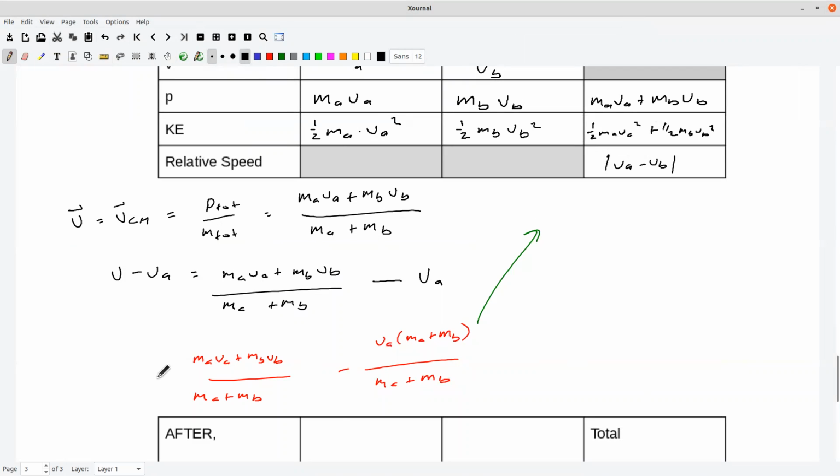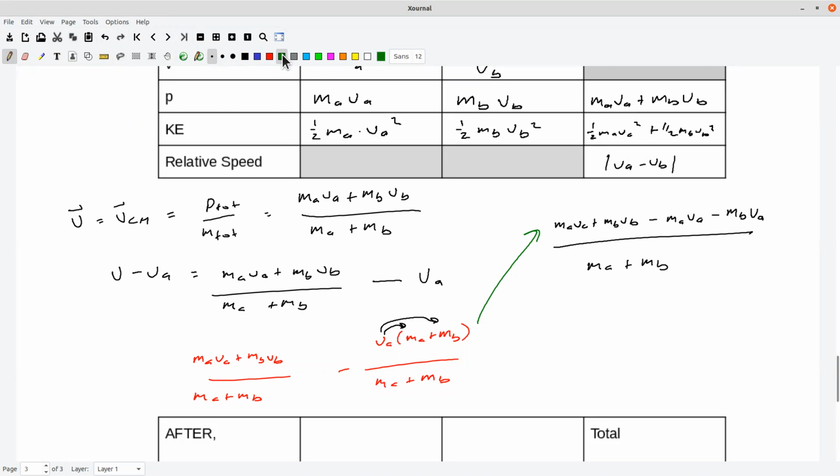And so now I've got the same denominator, so I can put it all into one fraction, and then I'm going to have to distribute that VA and then combine like terms. So we've got MAVA plus MBVB minus MAVA minus MBVA, divided by MA plus MB.